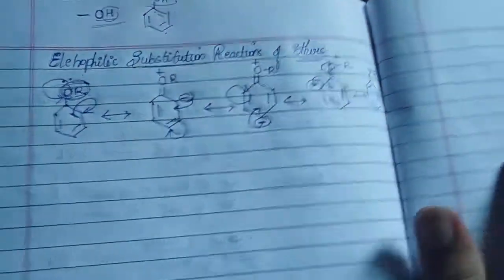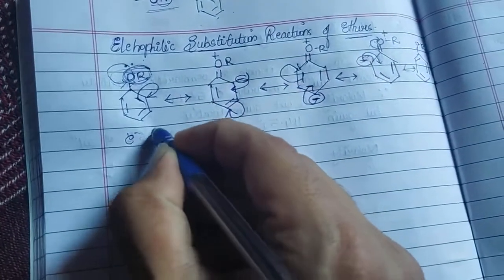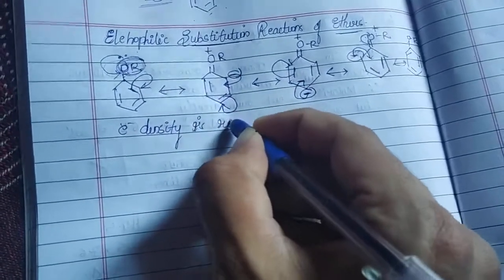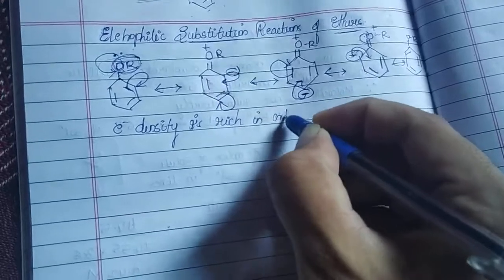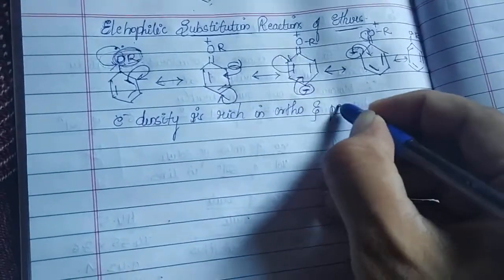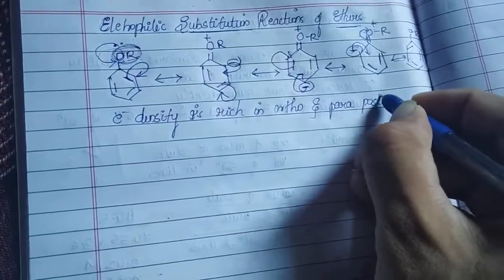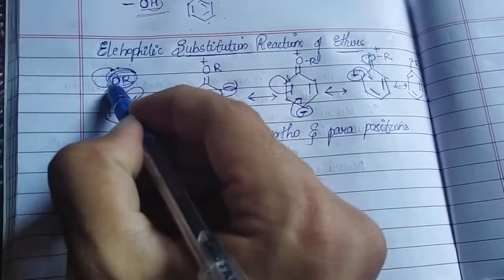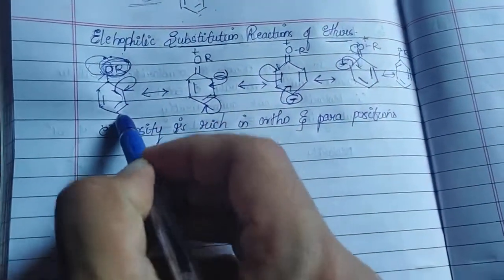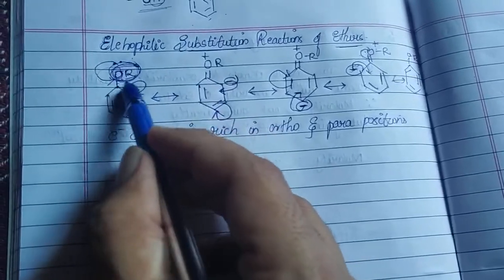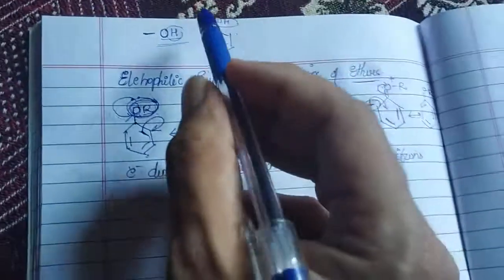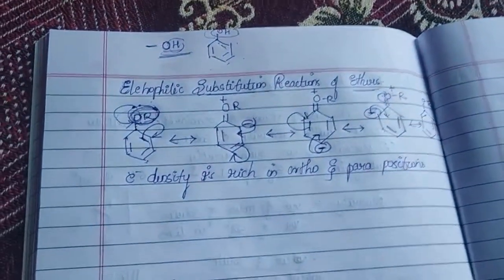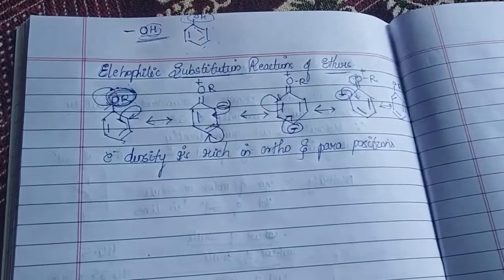Of course, here also we are finding the electron density is rich in ortho and para positions. Alva, ortho and para positions. So what you can say? Yes, alkoxy group is an ortho-para directing group. I repeat, alkoxy group is an ortho-para directing group as that of your hydroxy group. So whether they will be called as ring activators or ring deactivators? Are you getting my question?